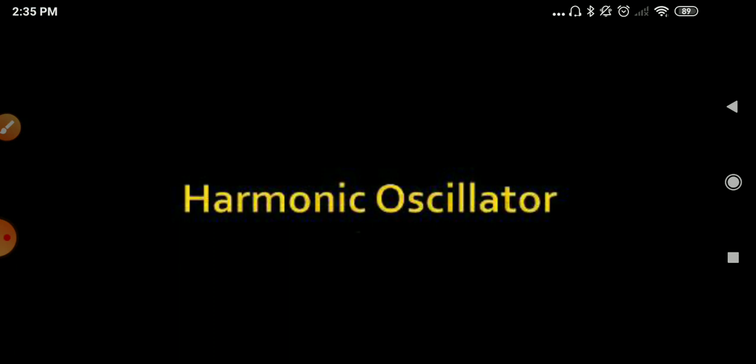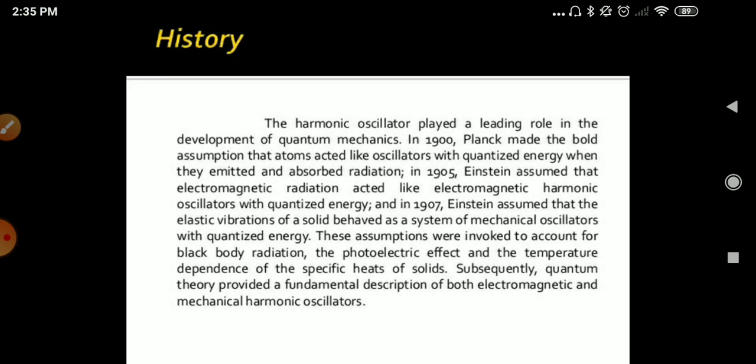Students, today's topic is harmonic oscillator. The harmonic oscillator played a leading role in the development of quantum mechanics. In 1900, Planck made the bold assumption that atoms act like oscillators with quantized energy when they emit and absorb radiation.